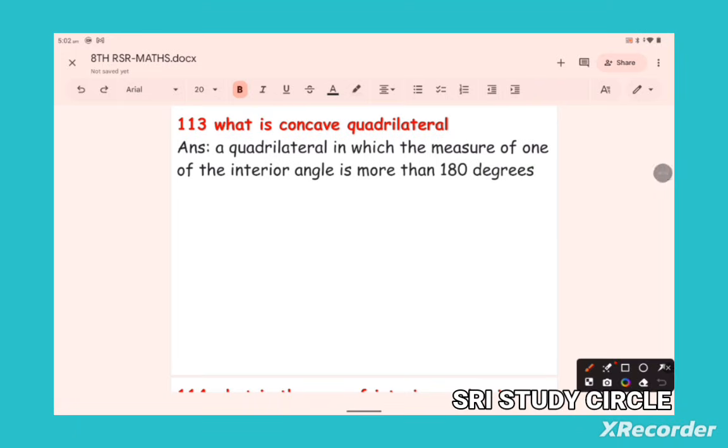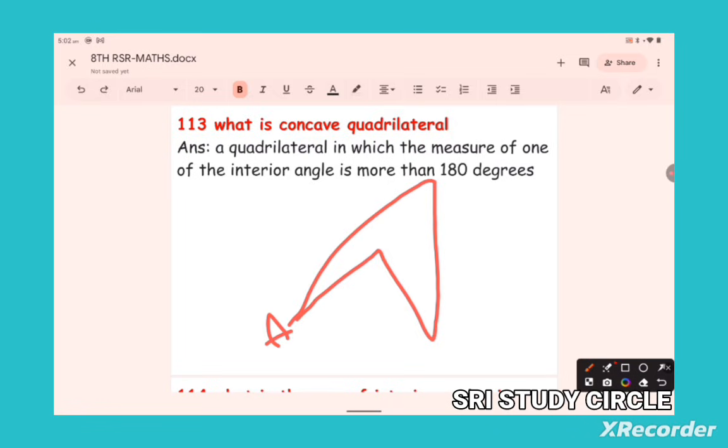So, for example, A, B, C, D. Angle A less than 180, angle B less than 180, angle C less than 180, angle D more than 180. Angle D is more than 180. If one interior angle of a quadrilateral is more than 180, it is known as concave quadrilateral.